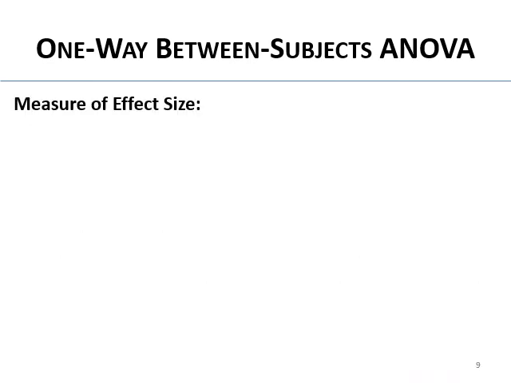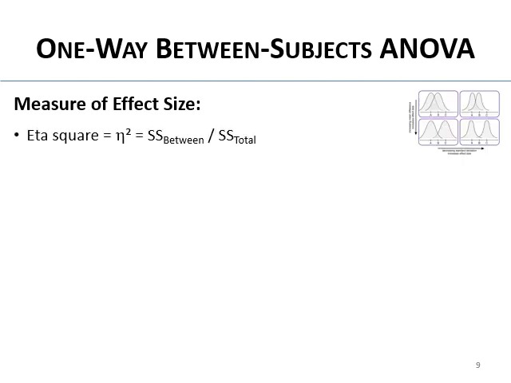There is a measure of effect size. It's not R squared this week. It is eta squared. It's defined as the sum of squares between divided by the sum of squares total, which you're like, what the heck are those? Well, I'm going to tell you.